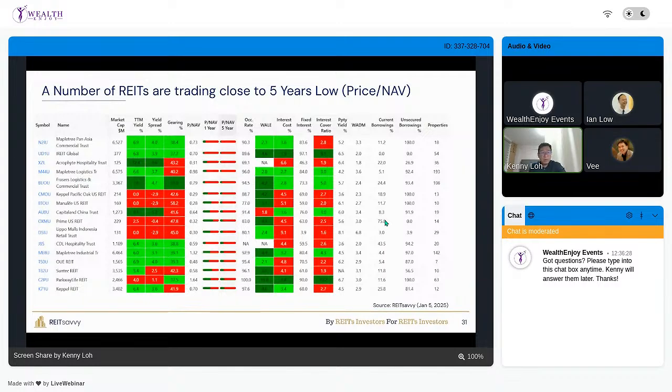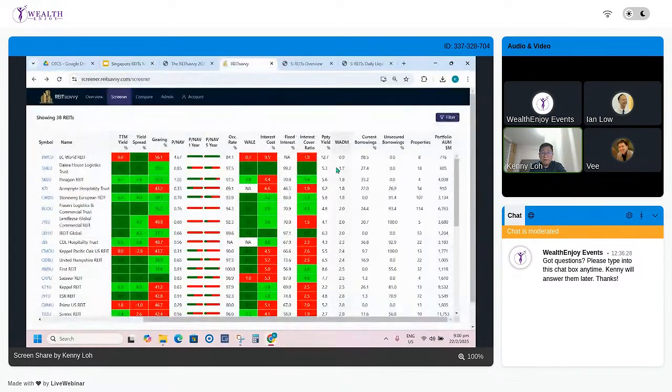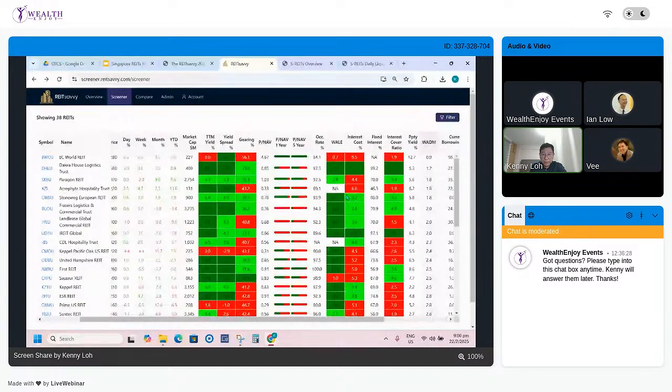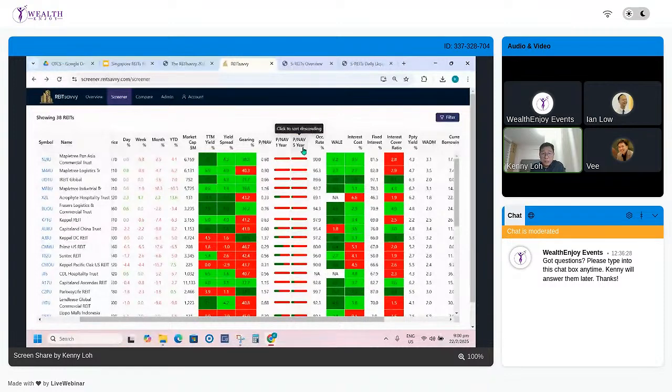Okay, and at the present moment, a number of REITs are trading at 5-year lows. Okay, I come into this REIT screener again. You sort by the P/NAV 5-year low. Even Mapletree Pan Asia Commercial Trust, which owns VivoCity and also Mapletree Business City, the P/NAV is actually at the 5-year low, right? Even Mapletree Logistics, okay, all these REITs are Temasek related, owned by Mapletree Investments. They are trading at 5-year lows. Mapletree Industrial Trust is also trading at a 5-year low.